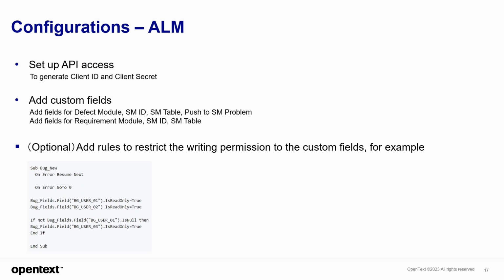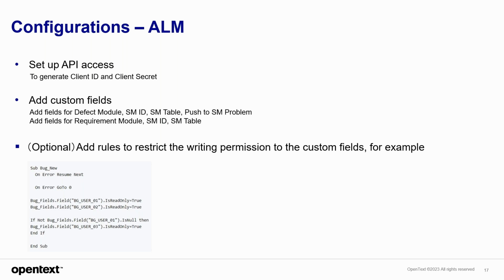And for the requirement module in ALM, two fields are enough. One is the Service Manager ID, the other is SM table. And the third one is optional. This is not mandatory, but it's better to have it.